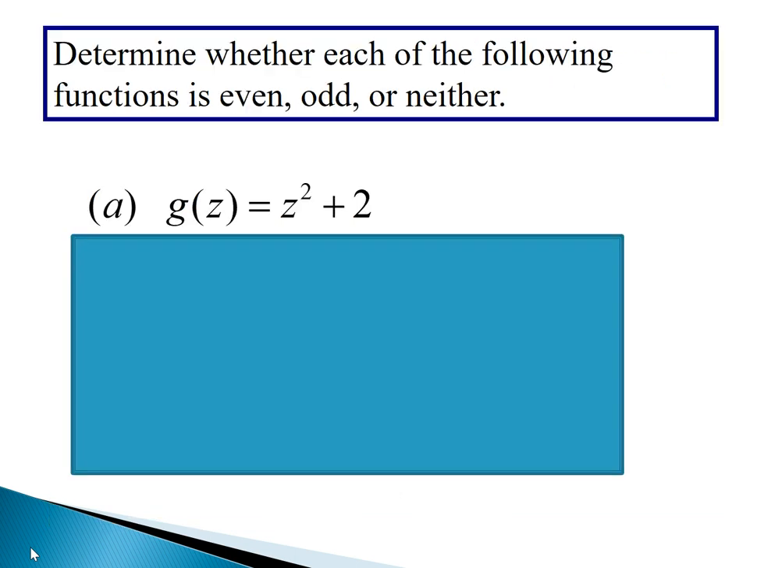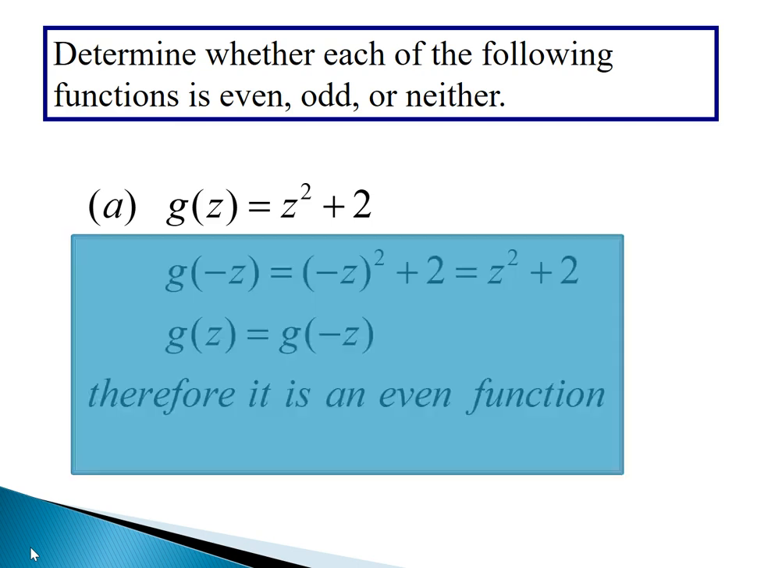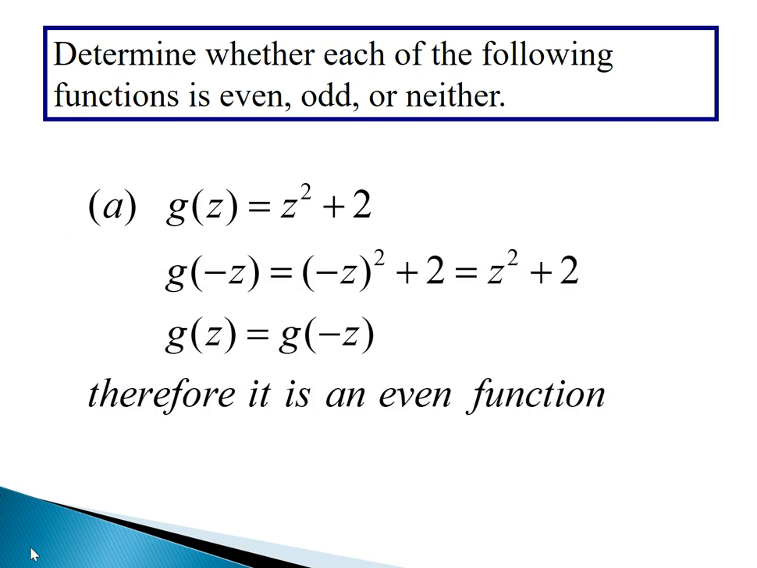So here's an example question. We want to know whether this is an even or an odd function. So what I'm going to do is plug in a negative z. Notice that everywhere there was a z, I replaced it with a negative z. And then when you take a negative z and you square it, it becomes a positive z. And so notice that these two functions are the same. Nothing changed. Therefore, this is an even function.